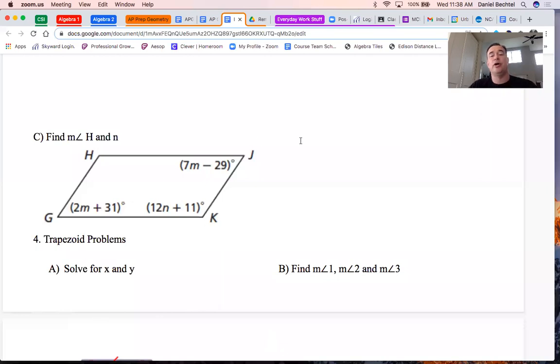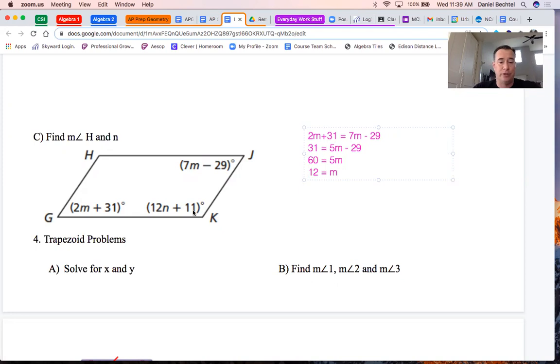But let's do it. So as we start talking about this, I can set these two equal to each other. I know that 2M plus 31 is equal to 7M minus 29. All right, first thing I'm going to do is subtract the 2M from both sides, and I'm going to get that 31 is equal to 5M minus 29. I'm going to add the 29 to the other side, and when I do that, I'm going to get that 60 is equal to 5M. And if I divide both sides by 5, I'm going to get that 12 is equal to M.